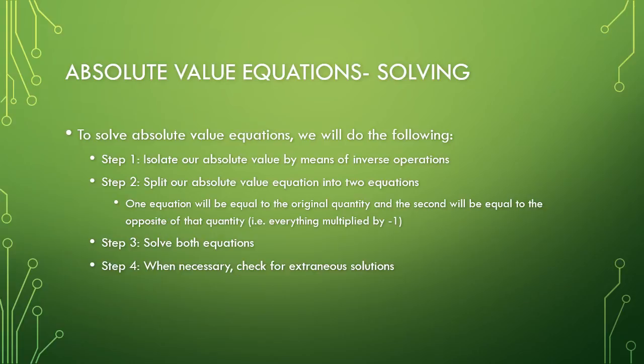Whatever is inside of our absolute value is going to stay the same. Whatever is outside, we're going to take the original and we're going to take the opposite of that original. So if I have positive 5 set equal to it, I also have negative 5 set equal to it. If I have 2x set equal to it, I also have negative 2x set equal to it. Once we split our absolute value into two equations, we're going to solve both equations, and when necessary, we'll go back and check for extraneous solutions.